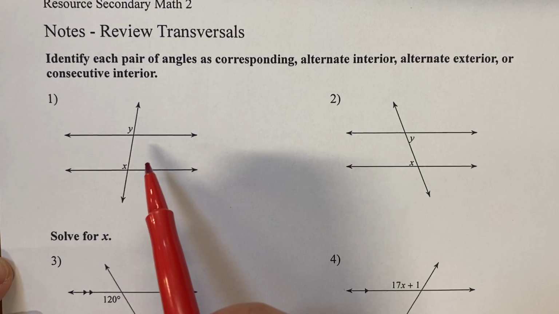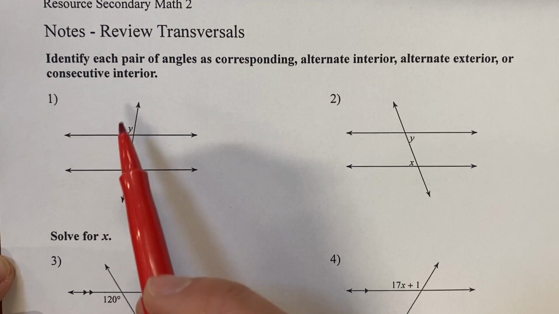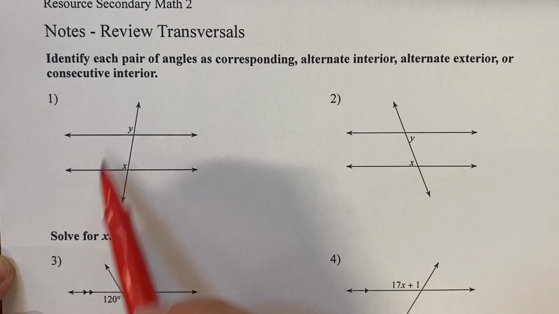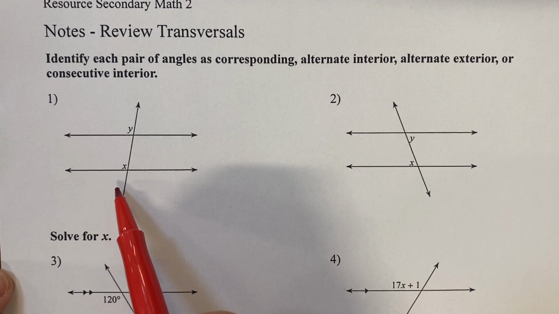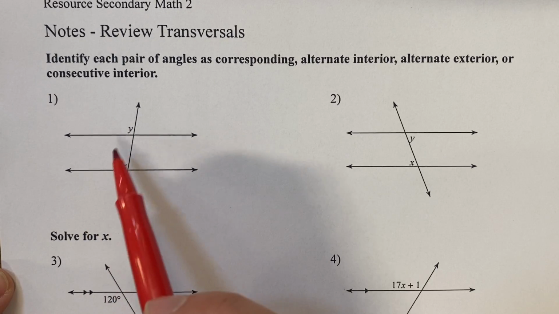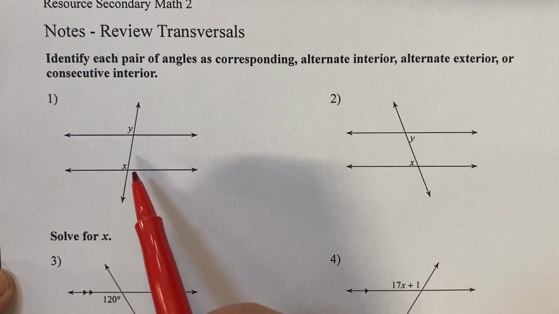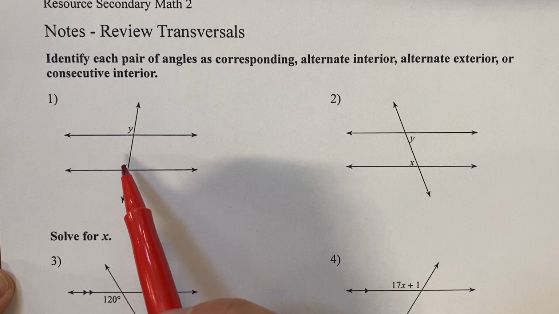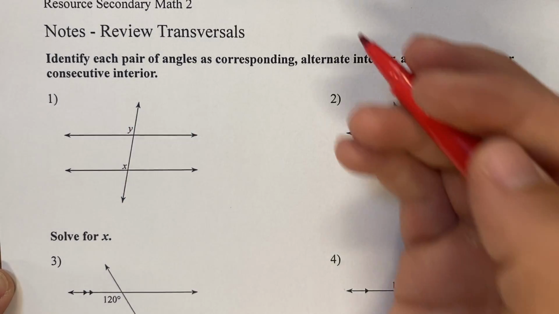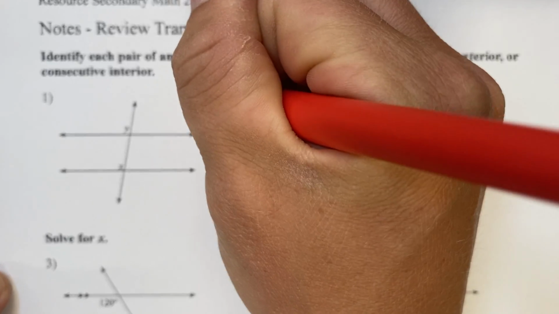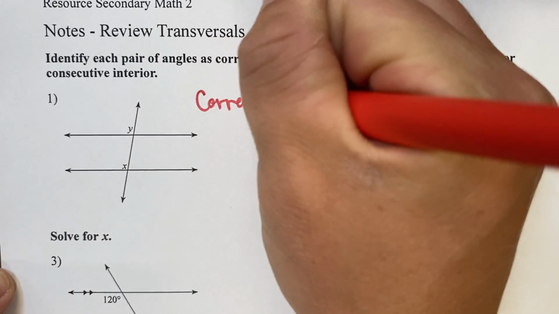Okay, so the first thing I notice is that they're both on the left side of my transversal, right? Okay, well then I see that my x is on the inside of my parallel lines and my y is on the outside. So we can't classify one of them as interior or exterior because one's on the inside and one's on the outside. So that tells us these have to be corresponding.